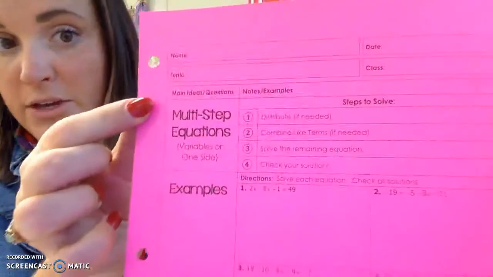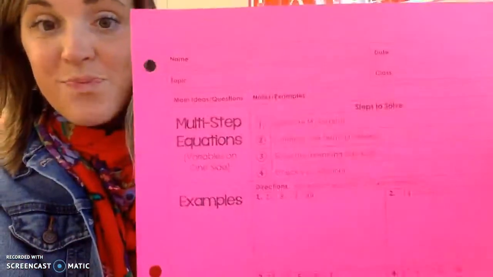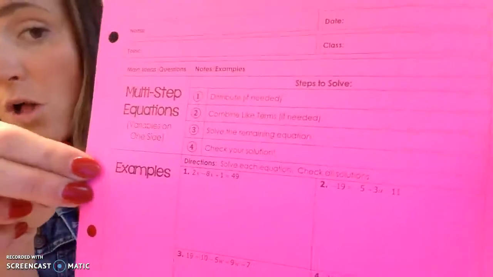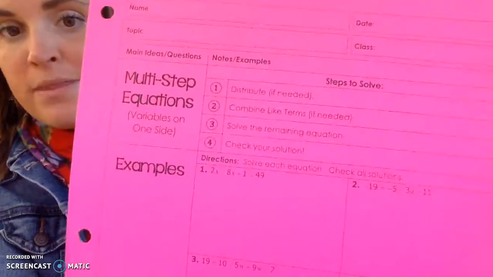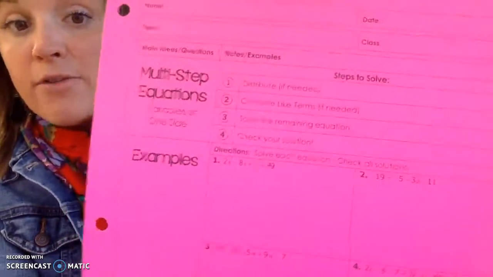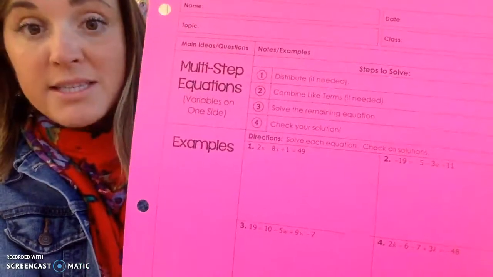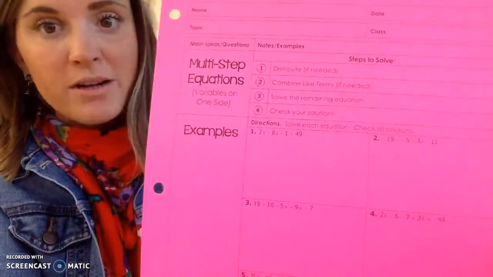For your topic, you're going to just write multi-step equations up here. So again, your topic, multi-step equations. You guys have some steps that are provided for you. First thing we're always going to do is distribute. If we see parentheses and there's a number on the outside, we've got to take care of that. Combine like terms, solve the rest of this based on those skills from one-step and two-step equations, and then we can always plug in what we get to check our work.